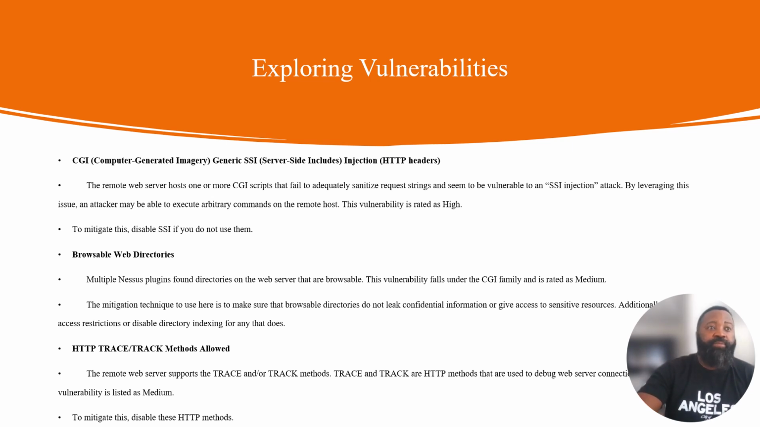So the next one is browsable web directories. Multiple Nessus plugins found directories on the web servers that are browsable. This vulnerability falls under the CGI family and it's rated as medium. The mitigation technique to use here is to make sure that browsable directories do not leak confidential information or give access to sensitive resources. Additionally, use access restrictions or disable directory indexing for any that do.